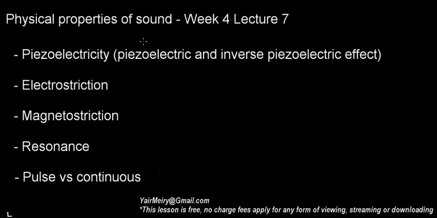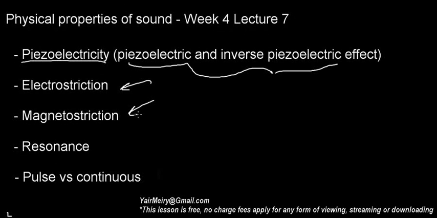All right, so welcome to the second video in regards to the physical properties of sound, and this is going to be based on the seventh lecture of the fourth week. We're going to focus on piezoelectricity and what is the piezo and inverse piezoelectric effect. What is electrostriction, magnetostriction, how they relate to one another, how these three are the main players in generation and detection of ultrasound, what is resonance basically, and what is the difference between ultrasound pulse and continuous ultrasound.